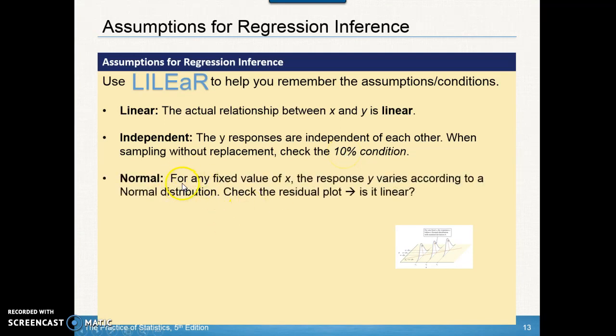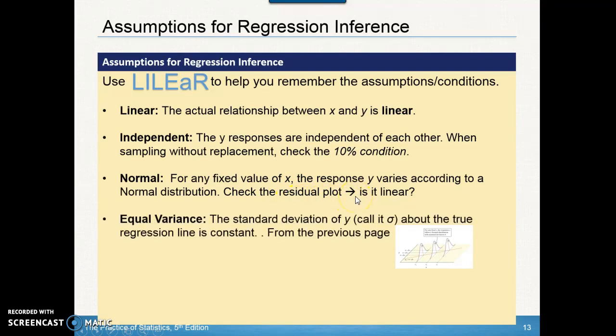Now, the normal condition is the one that we talked about on the previous slide. For any fixed value of x, the response variable y varies according to the normal distribution. You can check the residual plot. Is it linear? Most of the time that will be given to you. You will not need to worry about that.